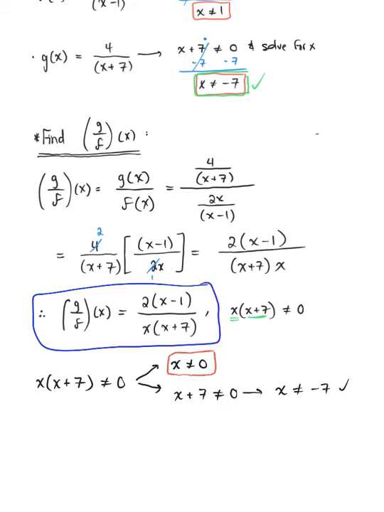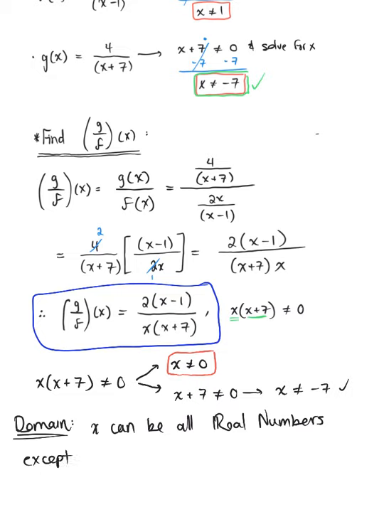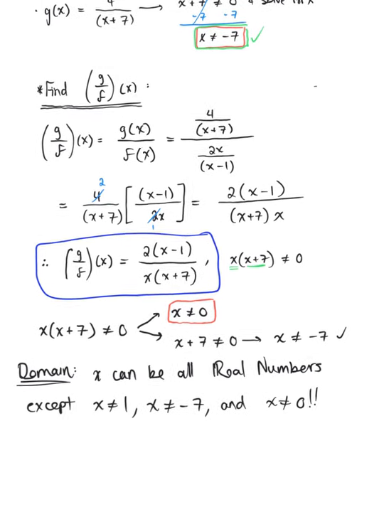So that's our final answer for the quotient, and we're ready to think about the domain. So we can say that x can be all real numbers, except x cannot be equal to 1, x cannot be equal to negative 7, and x cannot be equal to 0, as we've just discovered. So how are we going to write this final answer in interval notation?